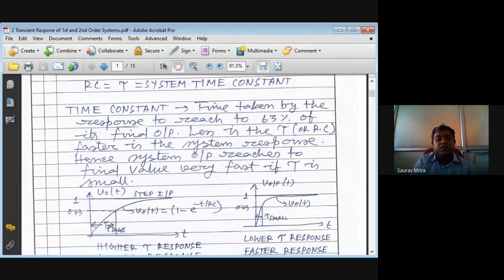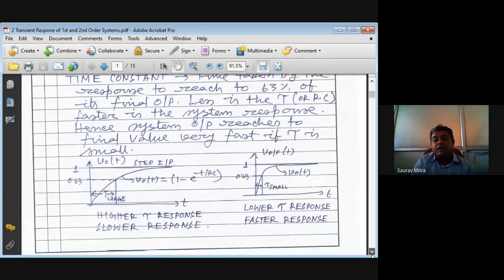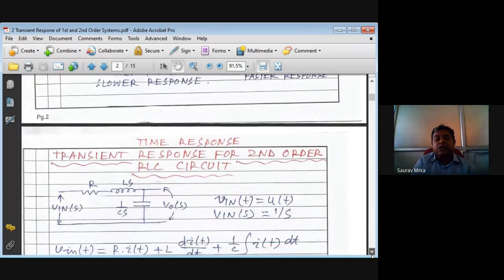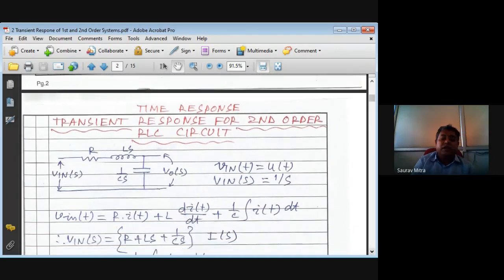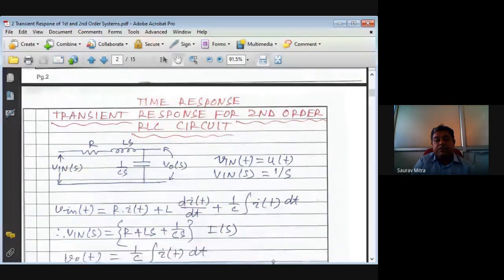This is a slower system because in this case we are finding the tau value is quite high, whereas this is a faster system, a steeper response of output, because the tau value is small. So the lesser the value of R, the lesser the tau value is and the system will be faster.